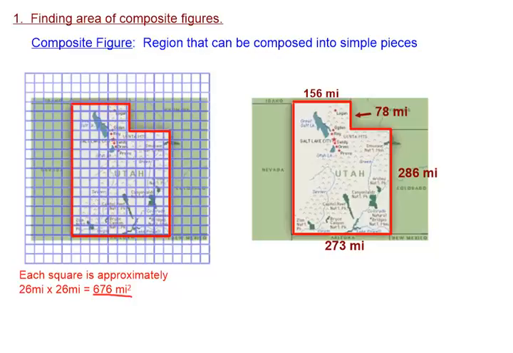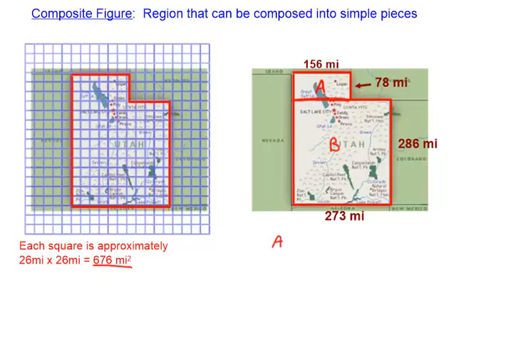So there's another method I could do: I could take the state of Utah and break it apart into two rectangles, and I could label each rectangle A and B. And so I could find the area of each and just add them together to find my total. So the area of A, which is the top rectangle, is equal to 156 times 78. If I type that in my calculator, I get 12,168.